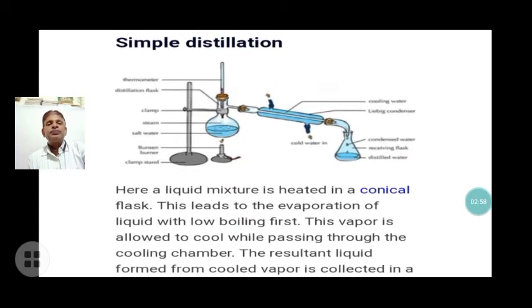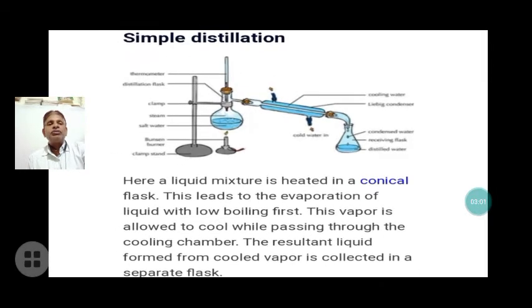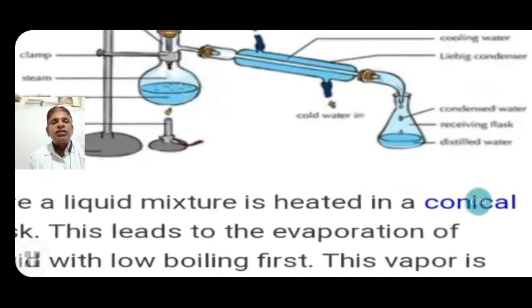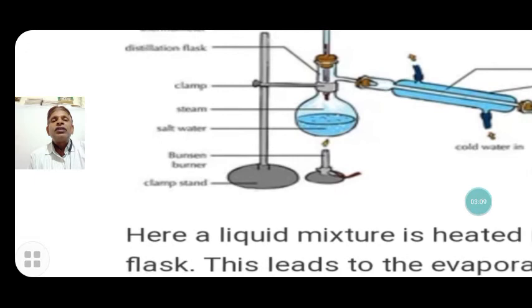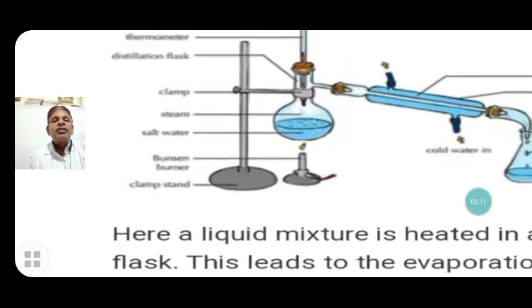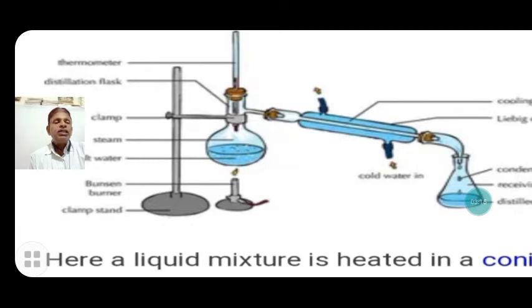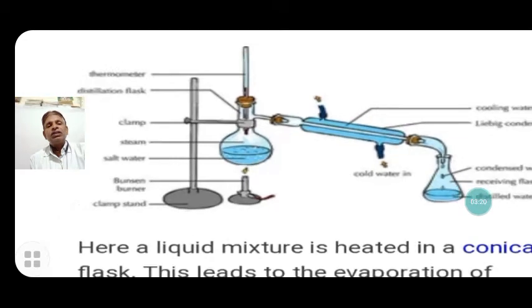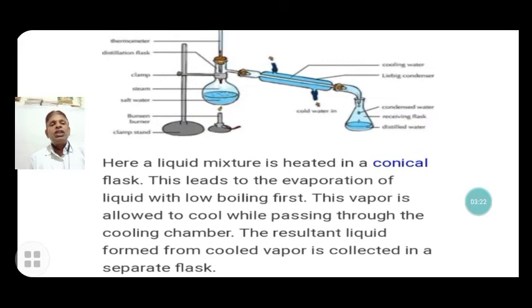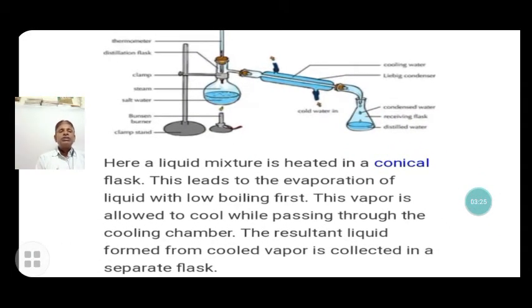Here the full diagram of the distillation process is given. You can easily see the flask, the condenser, and the liquid that is separately collected in the receiver, that is, the conical flask. Here a liquid mixture is heated in a round bottom flask.